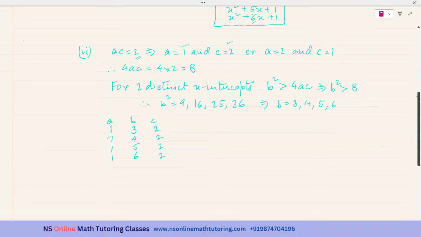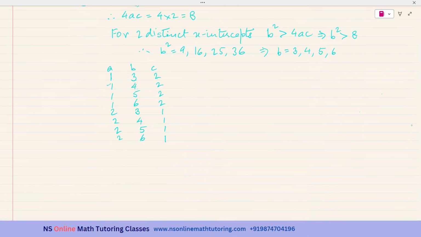And the other four will be 2, 3, 1. This time, it is A equal to 2 and C equal to 1. So, 2, 3, 1; 2, 4, 1; 2, 5, 1; and 2, 6, 1. Okay. So, these are the 8 possible quadratic functions.